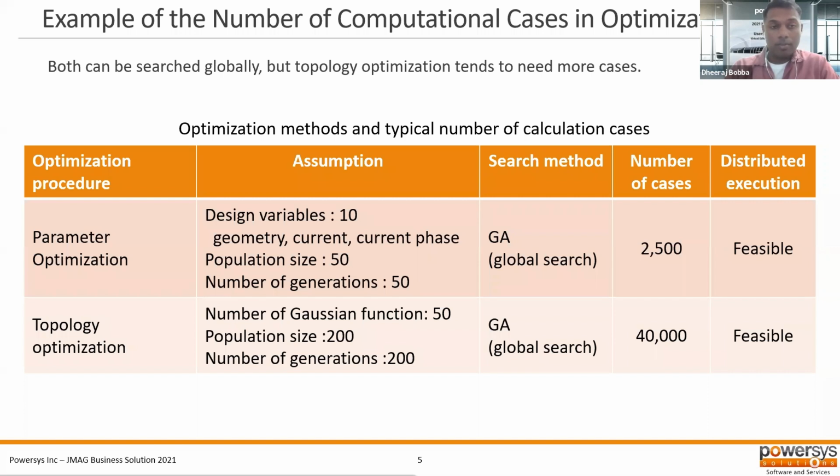And then there's this topology optimization. As I said, the domains are defined, not parameters. And the domains, in this case, are what we call Gaussian functions. There are 50 of those. And the population size is much higher compared to parametric optimization. It's at 200, and the number of generations is also 200. This is also using a genetic algorithm for the global search. And the number of designs or cases in this case is 40,000. And of course, this is also feasible to send down to the HPC or local network and distribute the execution.